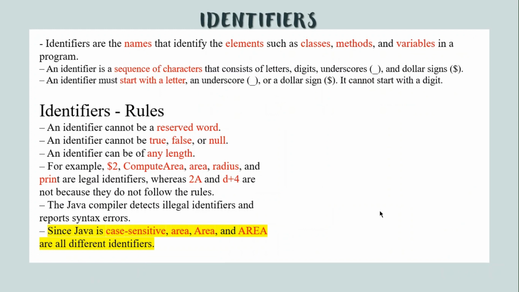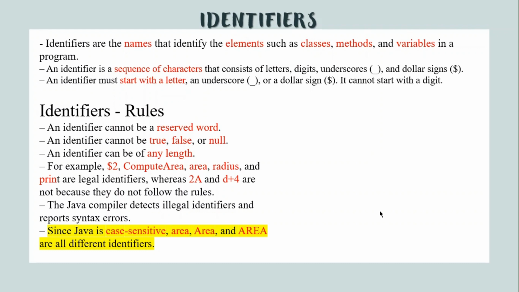Now we will talk about the identifiers. So what is an identifier? An identifier is the name that identifies an element in the program, and this element can be a class, method, or variable. So the identifier is basically a sequence of characters, and when I'm talking about the characters, I'm not only talking about letters, I'm talking about digits, letters, underscore, and dollar sign. The identifier must start with a letter. It cannot start with, for example, a digit. It can start with a letter, underscore, or dollar sign, but not a digit.